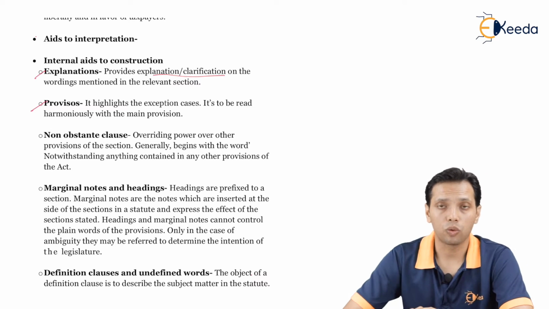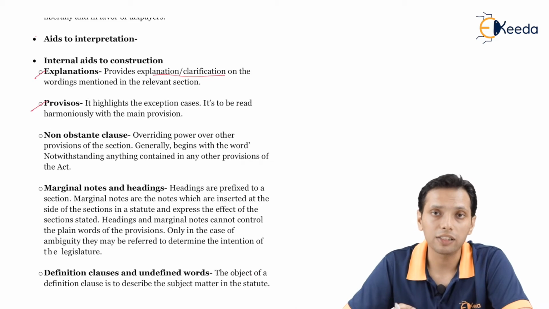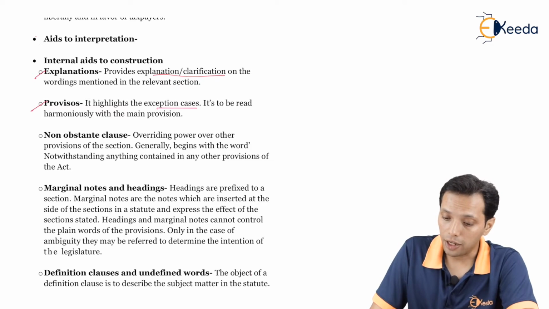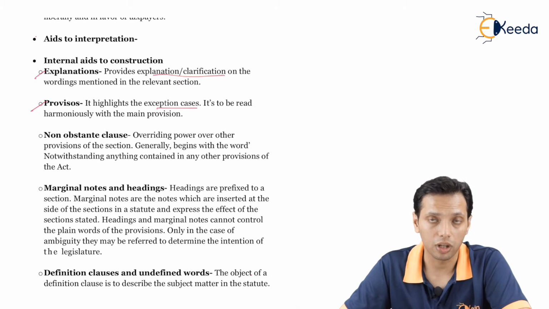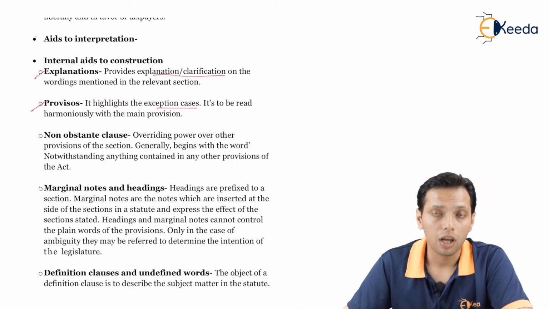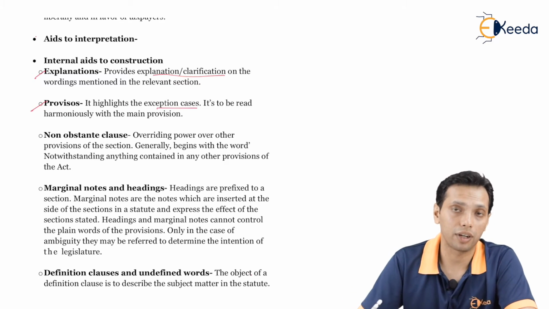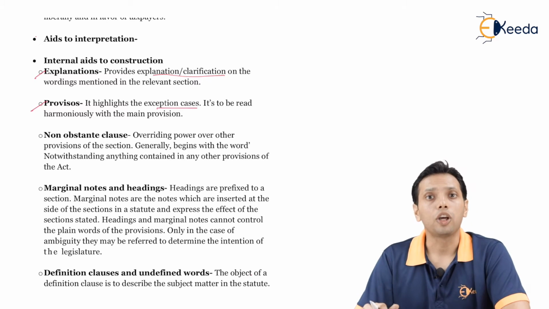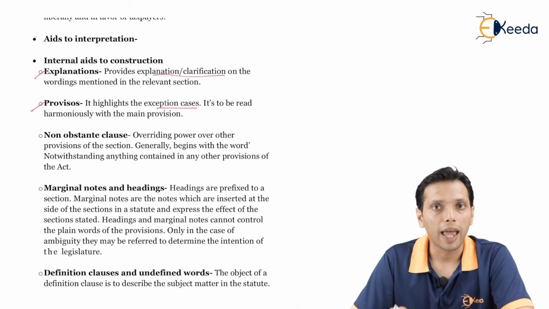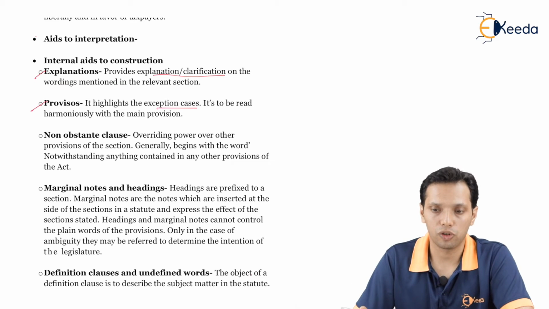Second is proviso. Proviso leads to an exception to the wordings mentioned in the section. So it highlights the exception cases. It is to be read harmoniously with the main provision. For example, the main provision would say that dividend income is taxable, provided, proviso, this dividend income is received by a non-resident. It is just an example. It will be a part of the main provision of the section, and it will provide an exception to what has been stated by the provisions of the act.